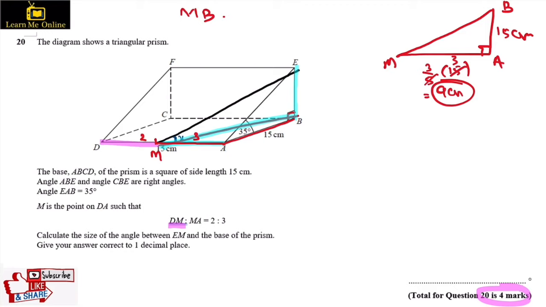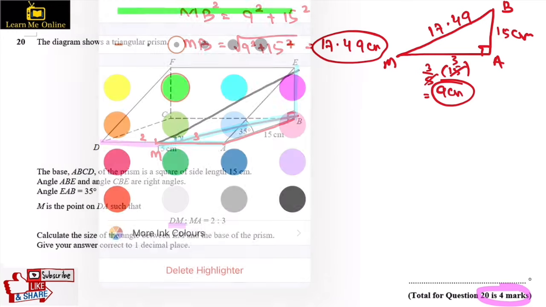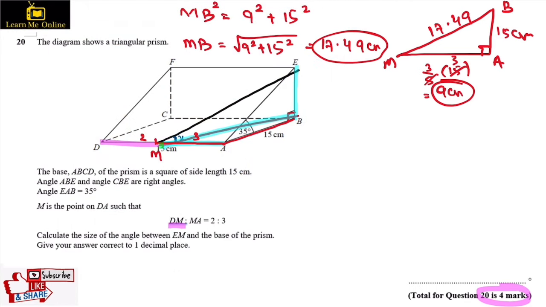To find out the length of MB, we use the Pythagoras Theorem. So we do 9 squared plus 15 squared. And to find MB, that would be the square root of 9 squared plus 15 squared. And the length of MB would be 17.49 centimeters. So we know the length of MB, which is 17.49. We found out this. Now the next thing is, we found out the length of MB, which is this thing.